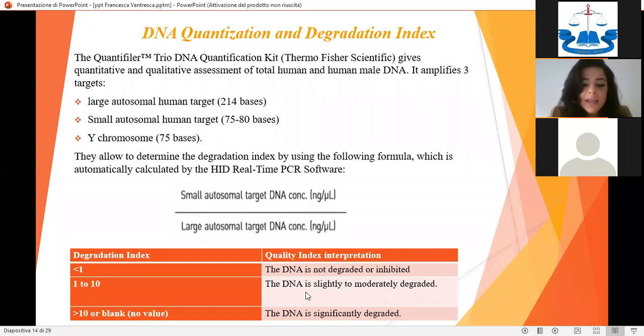The ratio between the DNA concentration of the small autosomal target and the DNA concentration of the large autosomal target determines the degradation index. Results obtained by the degradation index could be classified in three ranks. The first rank is, as you can see in this table, less than one if the DNA is not degraded or inhibited; between 1 and 10 if the DNA is slightly to moderately degraded; and greater than 10 if the DNA is highly degraded.